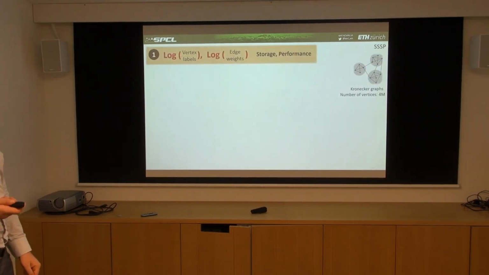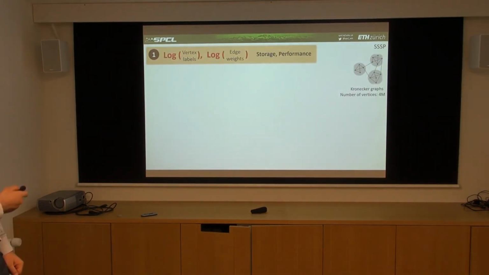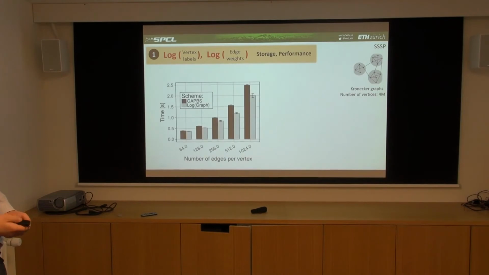Okay, so first let's consider the fine-grained elements, vertex labels and edge weights. Here we have more of the data, but due to timing constraints, this can be seen only in the paper or in the extended tech report. Here we consider the SSSP algorithm running on canonical graphs with that many vertices. On the x-axis we have the number of edges per vertex.